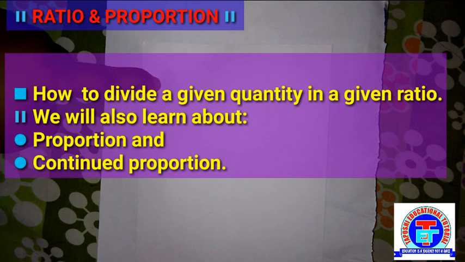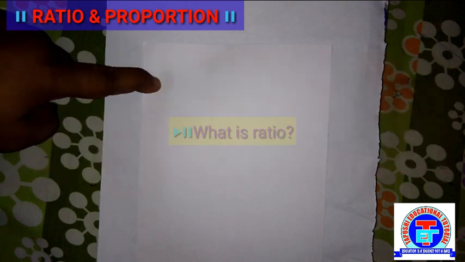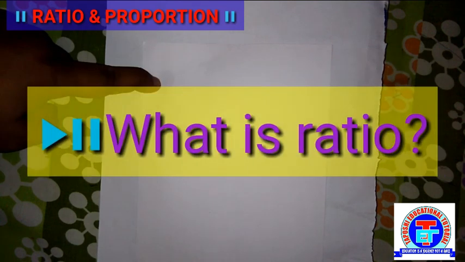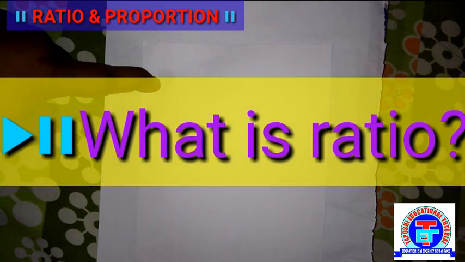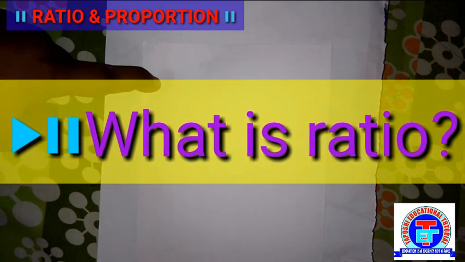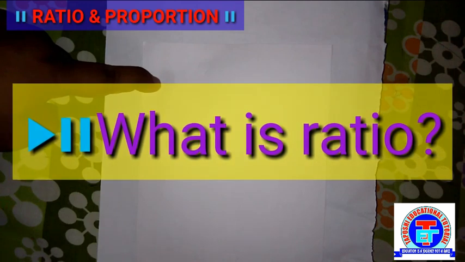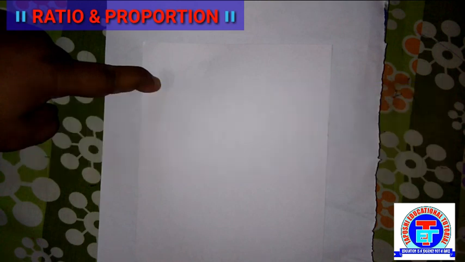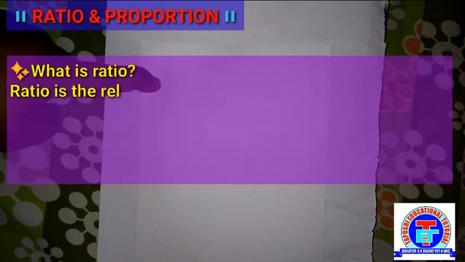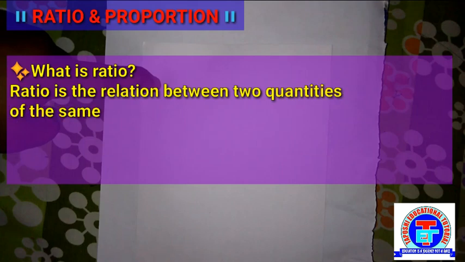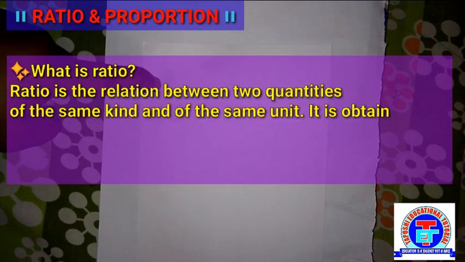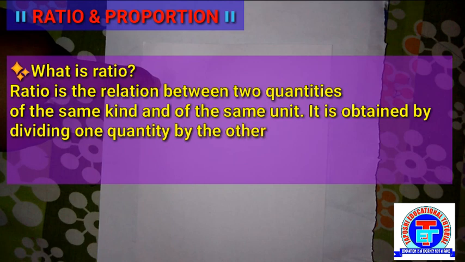So first of all, ratio. What is ratio? Suppose your brother and your sister are of different ages: your brother is 14 and your sister is 8. So how do we compare both of your ages? Here it is 14 is to 8. So ratio is the relation between two quantities of the same kind and of the same unit.